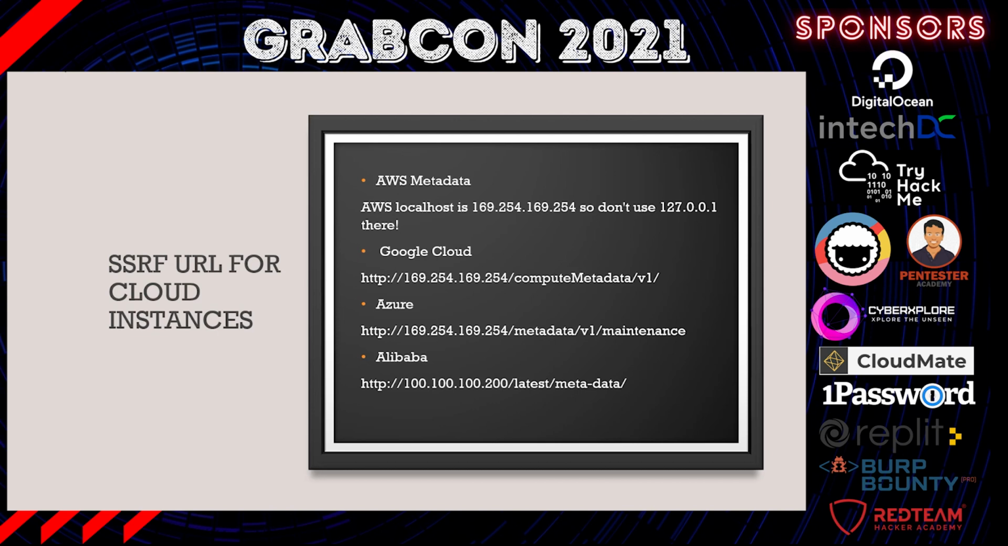You can see in AWS, the local address is 169.254.169.254. So if you are just using 127.0.0.1, it's a waste, as they won't give you anything. The same address is used for Azure and Google Cloud, but for Alibaba, again it's 100.100.100.200.